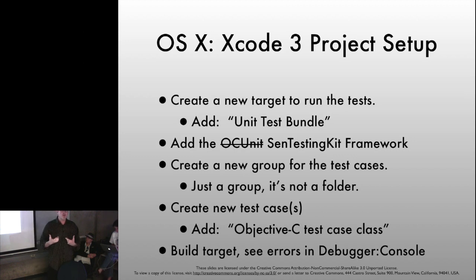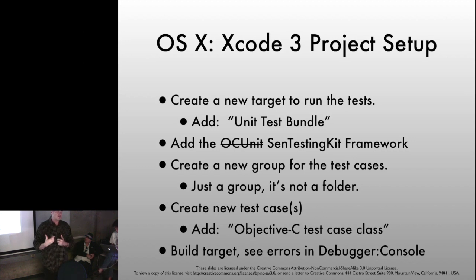So you'll create a new group then on the left-hand side for your test cases. Remember, groups are just a way to organize your source. It doesn't create folders in the Finder or in the file system. So it's a way that you can organize all of your testing code into one place, and it's really convenient to make a group for that. Then you just add new test cases, and when you add a new file, you'll see that there's also a choice for an Objective-C test case class, and I'll show you what the boilerplate for that looks like in a second.